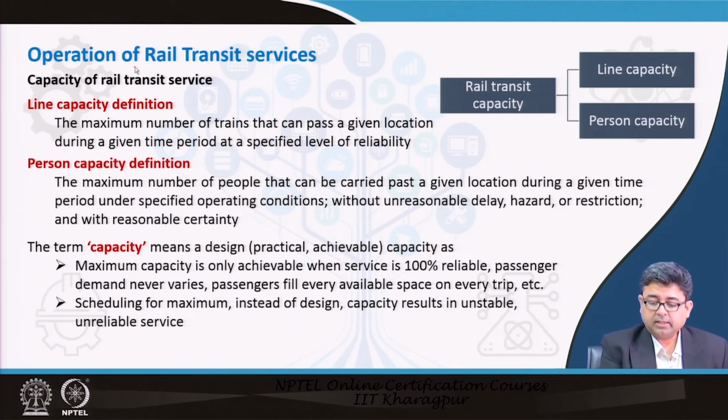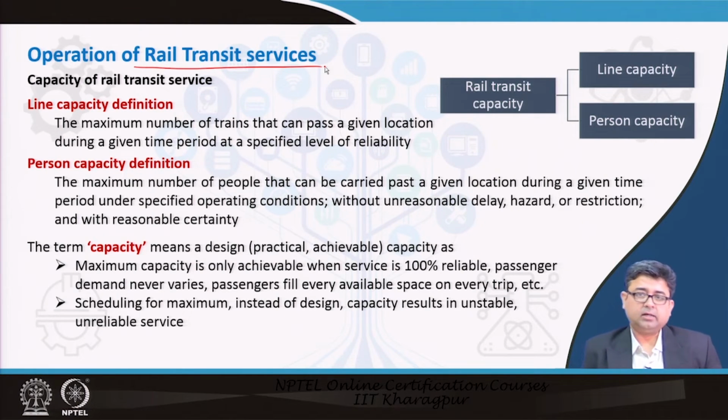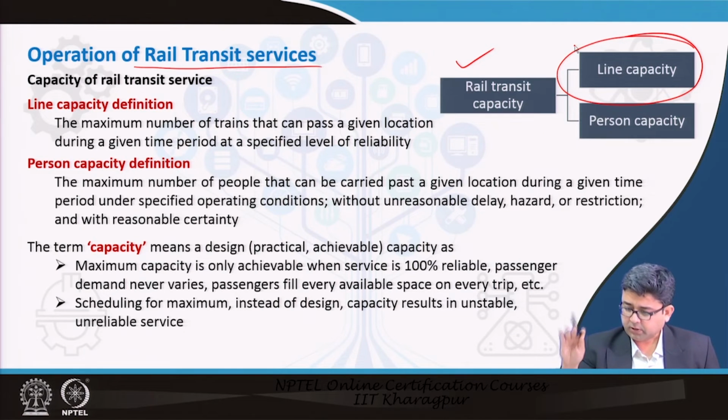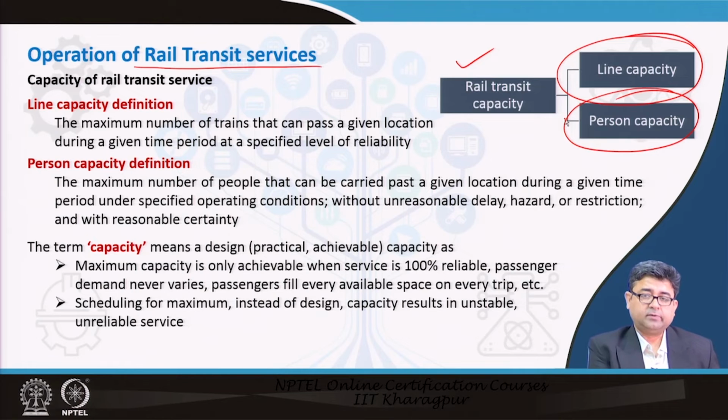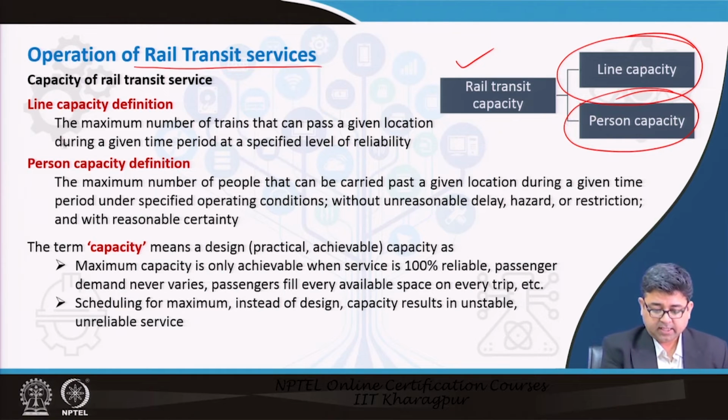Next, if we start looking at the rail transit services, the principles of their capacity calculations are very similar to bus transit capacity, but there are a few other factors that come into play when you are trying to calculate rail transit capacity. Rail transit capacity depends upon two different things that we talk about. It is either the line capacity or the person capacity. We have covered person capacity when we talked about bus transportation systems, but we never talked about line capacity in bus transport systems. So, let us look at what line capacity is here.